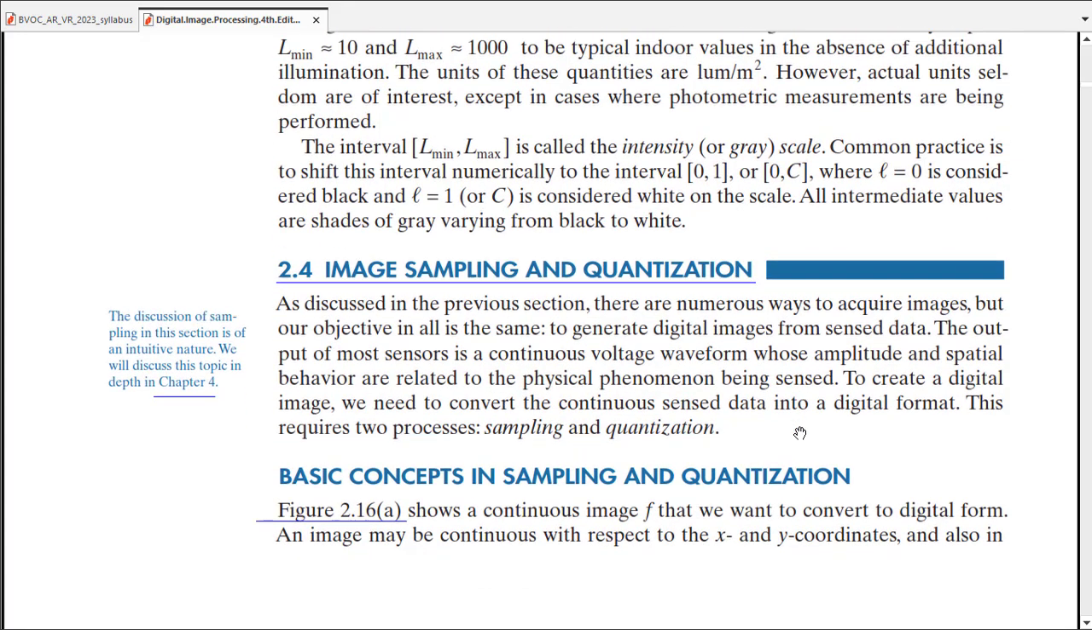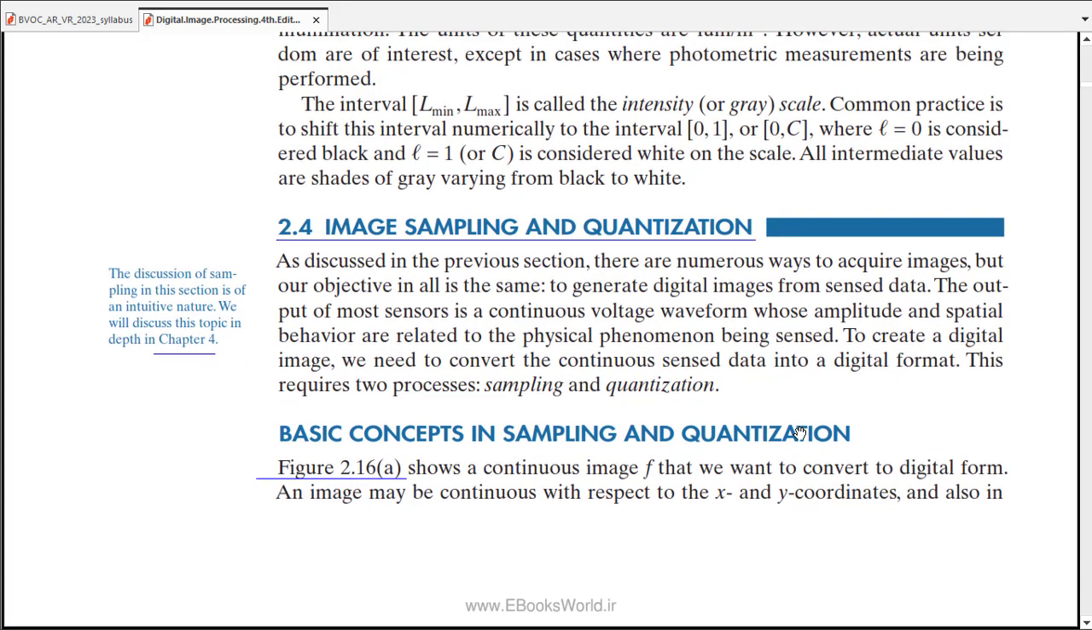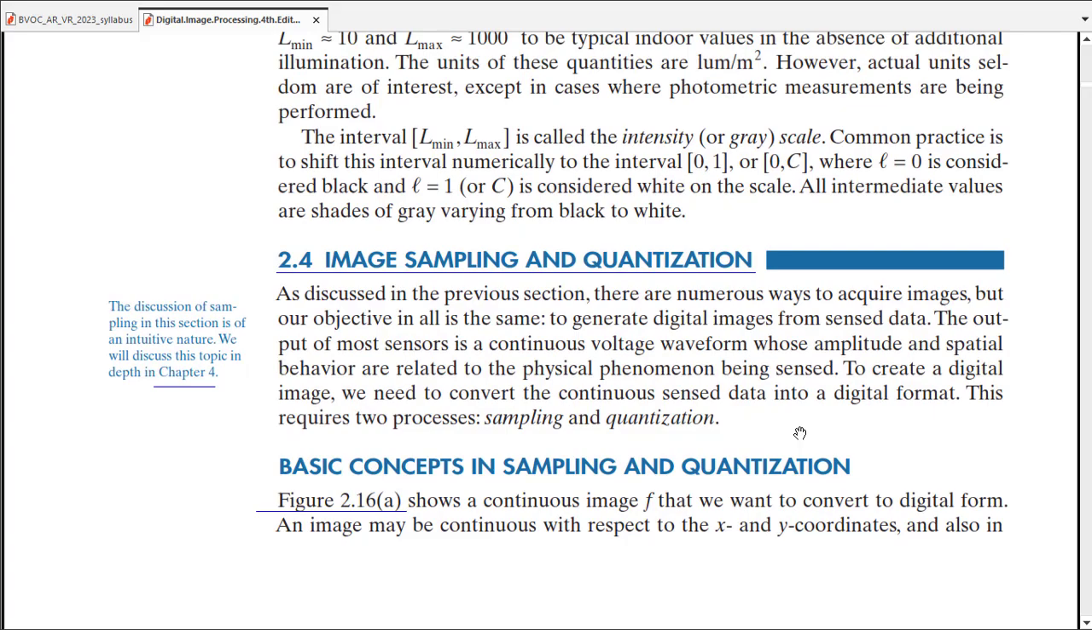So the next topic we will move to is image sampling and quantization.